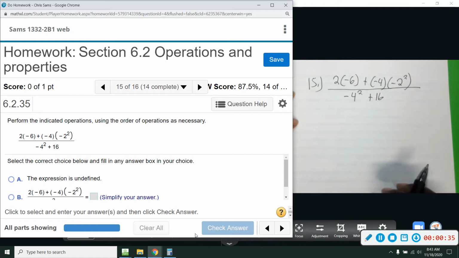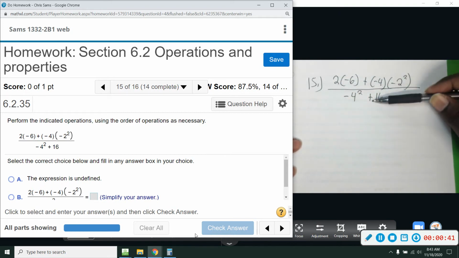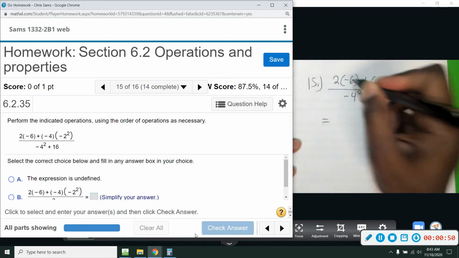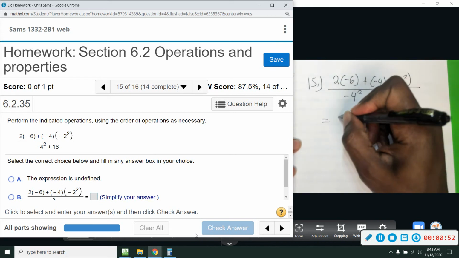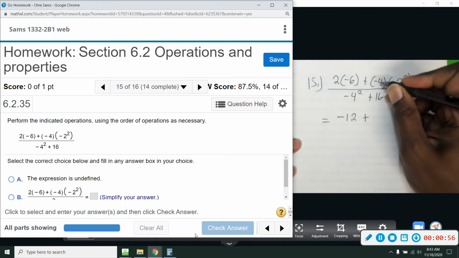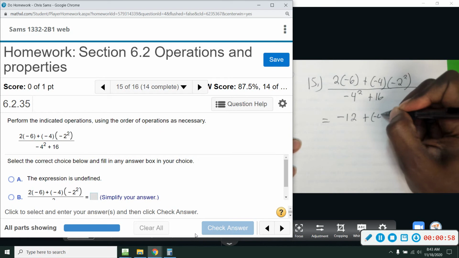All right, so when we work this, the grouping symbols here, this division bar acts as a grouping symbol. It separates the top from the bottom. So I'll try to work the top and the bottom simultaneously at the same time. So I will do on the top 2 times negative 6, which will give us a negative 12, plus, I'm just going to write down the negative 4.